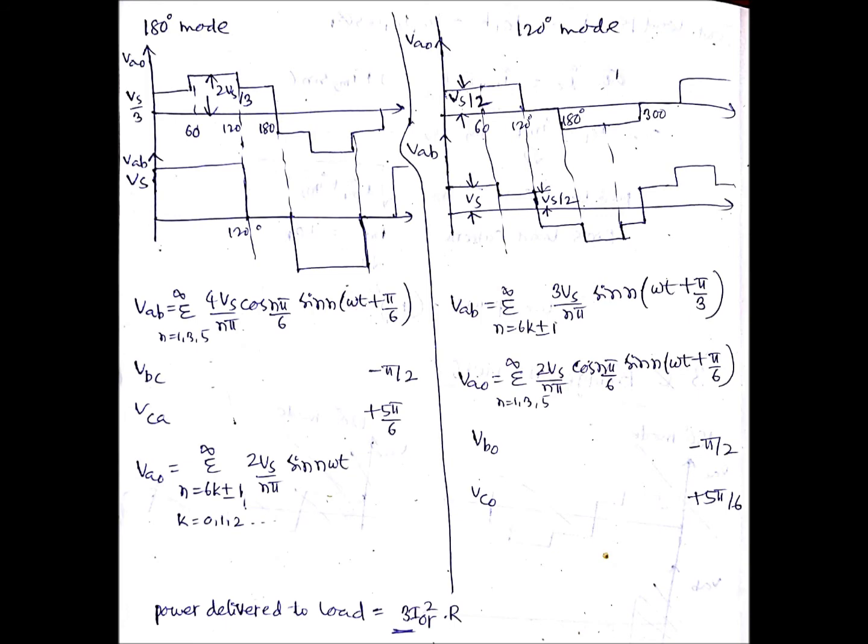That is fine. Again, VA naught, that is the phase voltage in 180 degree mode, will be sigma n equal to 6k plus or minus 1 to infinity, 2Vs by n pi sin n omega t. In 120 degree mode this expression should be given to the line, as written there, but there is some phase difference, as I told earlier. That difference is pi by 3, and the magnitude is also different, that is 3Vs by n pi. So VAB in case of 120 degree mode will be 3Vs by n pi sin n of omega t plus pi by 3. If you observe in this way, in exams you can recollect it very easily.